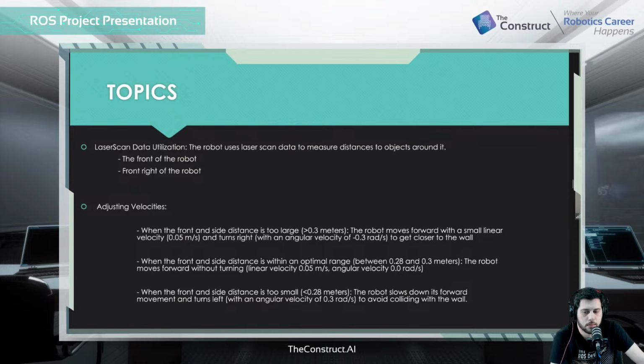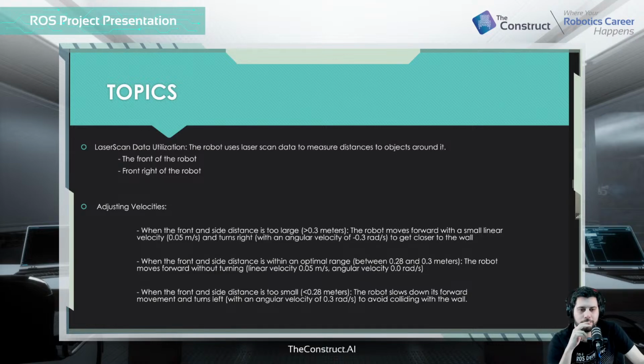Over here we are using the laser scan data utilization. As I mentioned, during the simulation it is using two parts of the laser, the front and the right-hand side of the robot, because there were some differences between the simulation and the real robot which I encountered. And then, the logic behind adjusting the velocities.